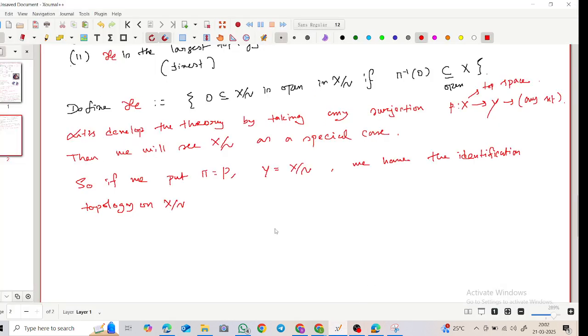Because you understand, since P is a surjection, you have P inverse of (Y minus C), which is basically P inverse Y minus P inverse C. And since P is a surjection, P inverse Y is X, so it is X minus P inverse C. So if P inverse C is closed, then this is open in X if and only if P inverse C is closed in X.